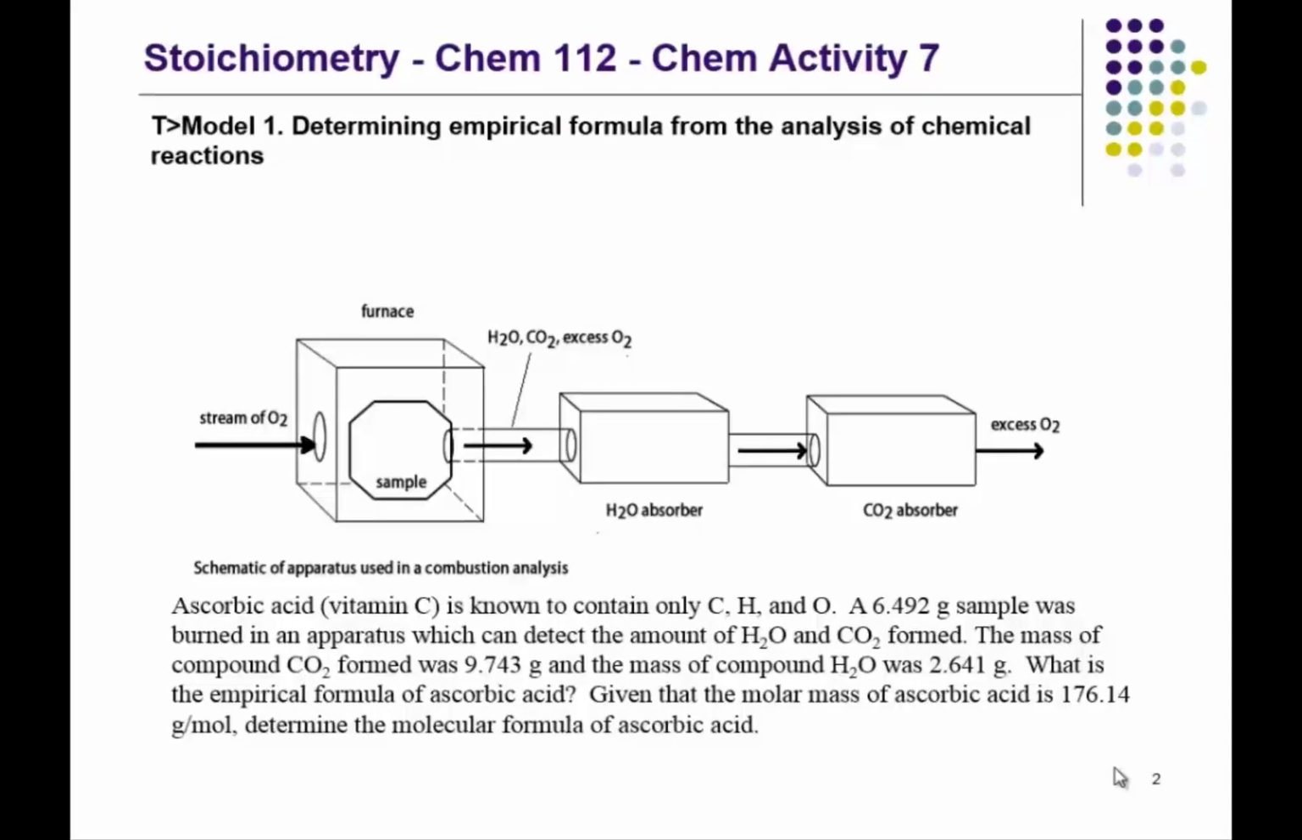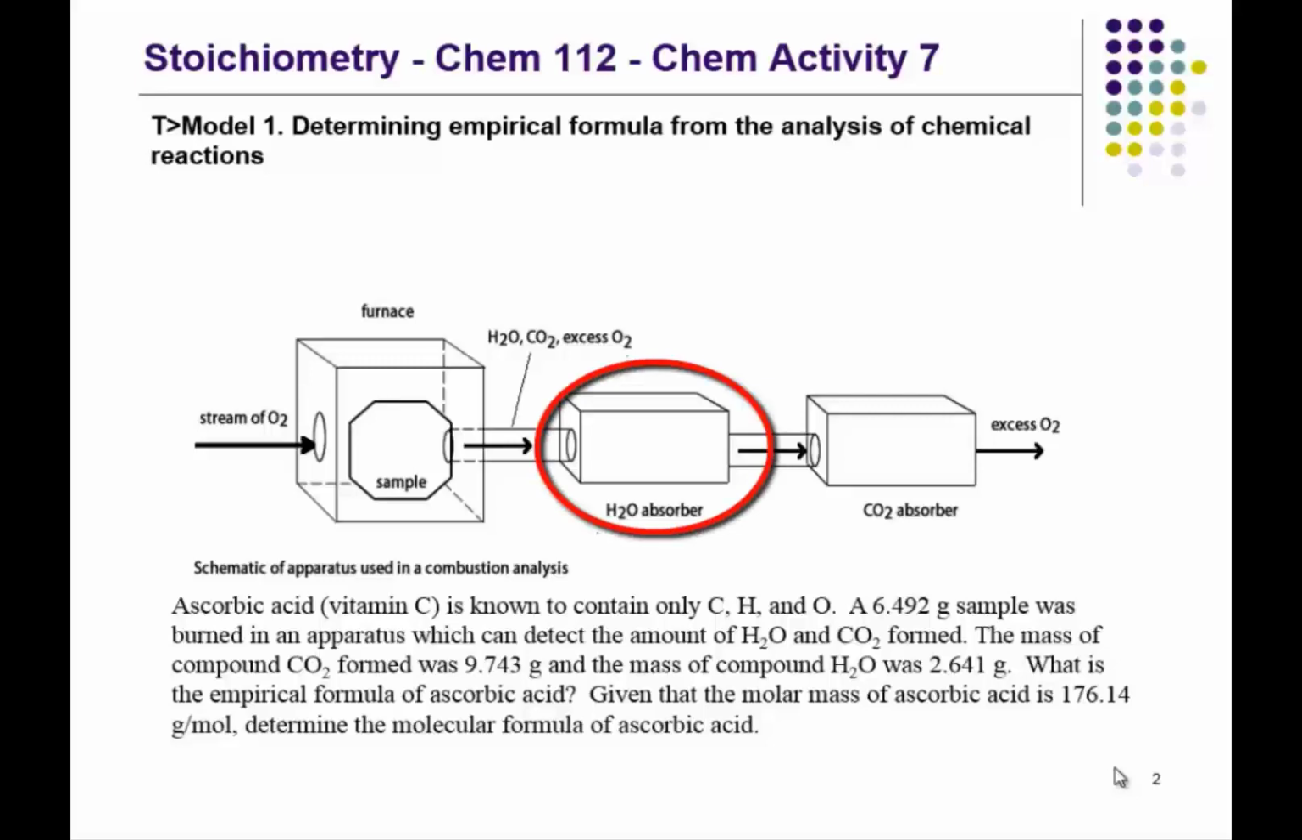I'm going to use the example of ascorbic acid, so you'll see that the problem is presented as a question in front of you. I've also made a diagram to show you what the instrument would look like in a combustion analysis. Now my diagram is a little vague, so let me describe to you the parts. Of course, we're going to have some sort of furnace, and we'll put our sample in there. Our sample would either be a powder or a liquid. There would be a stream of oxygen passing through the furnace and over the sample. Therefore, there's an excess of oxygen.